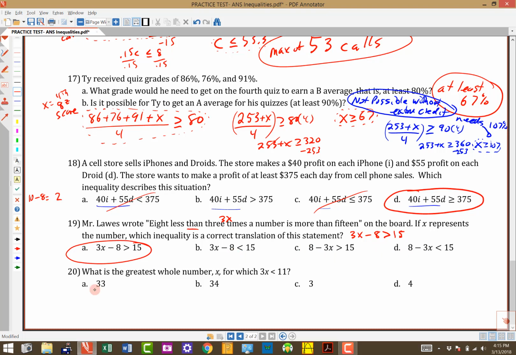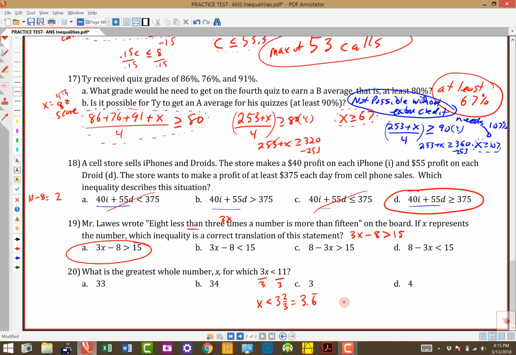And then let's take a look at number 20. It says, what is the greatest whole number x for which 3x is less than 11? So let's go ahead and solve this, and I want to show you a couple quick things about this. If we divide, we get x is less than 11 thirds. Now 11 thirds might not be very helpful, so let's write that as 3 and 2/3, since it goes in 3 times with 2 left over, which if you put it into a calculator would be 3.6 repeated.